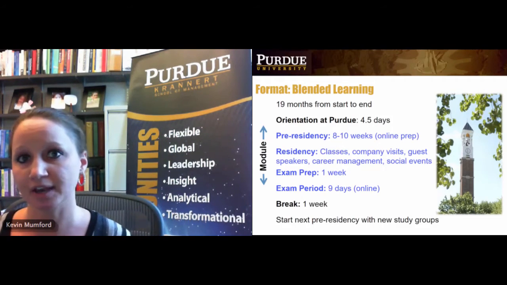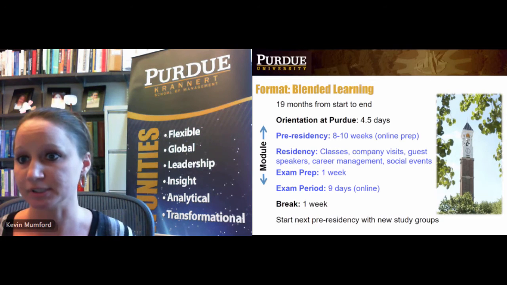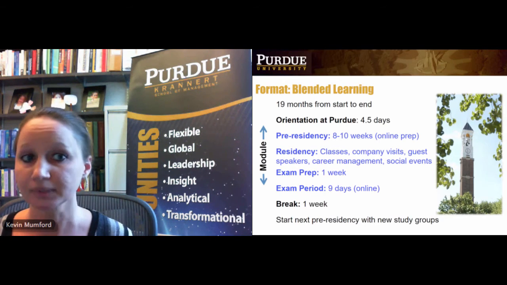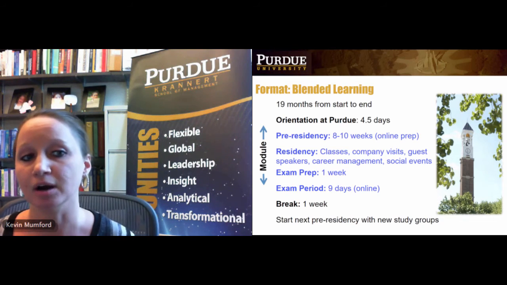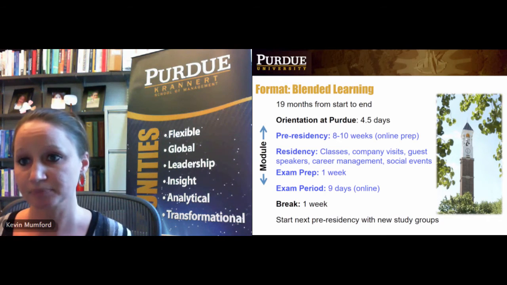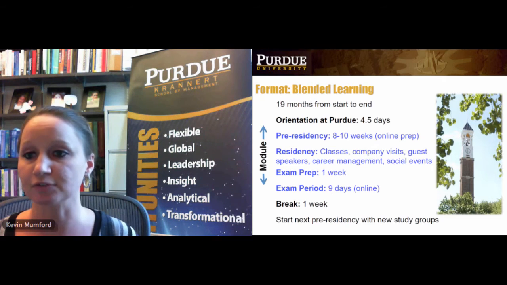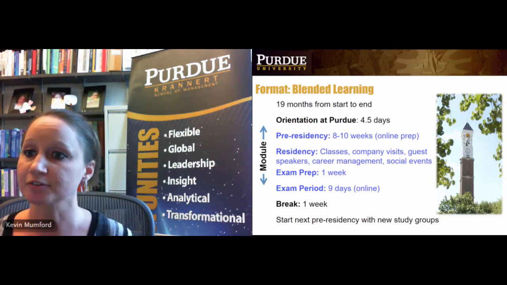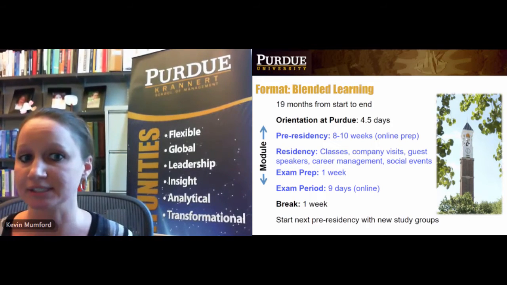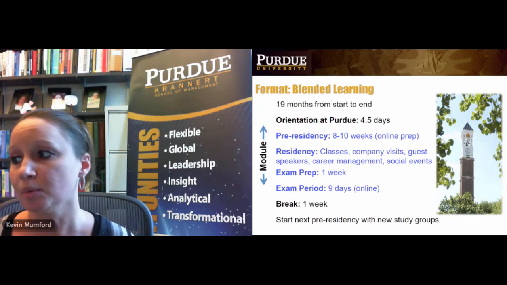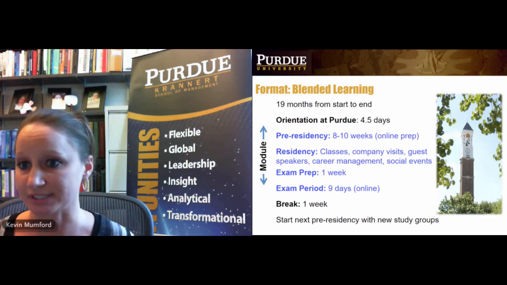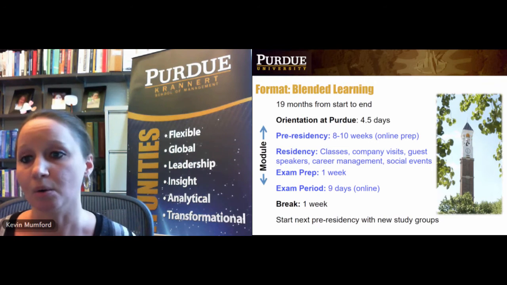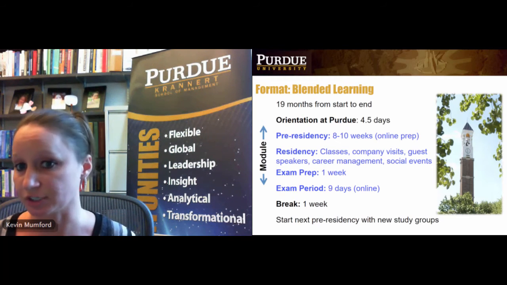And then we have two programs. We have our executive MBA program, which starts every September. And then we have our global executive MBA program, that launches every March. Both of them are 19 months from start to finish. And there is an orientation at Purdue that's about a week long. After that, you'll have a pre-residency of 8 to 10 weeks, and you'll do online prep where you'll do faculty videos, you'll do some learning, all in preparation for the residency, where you are either on campus, or if you're on the global, then you're in a different country on campus.